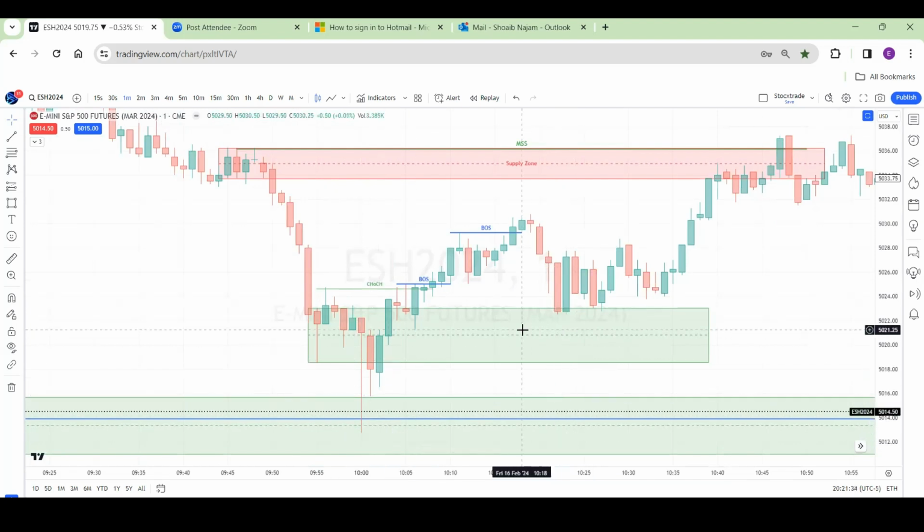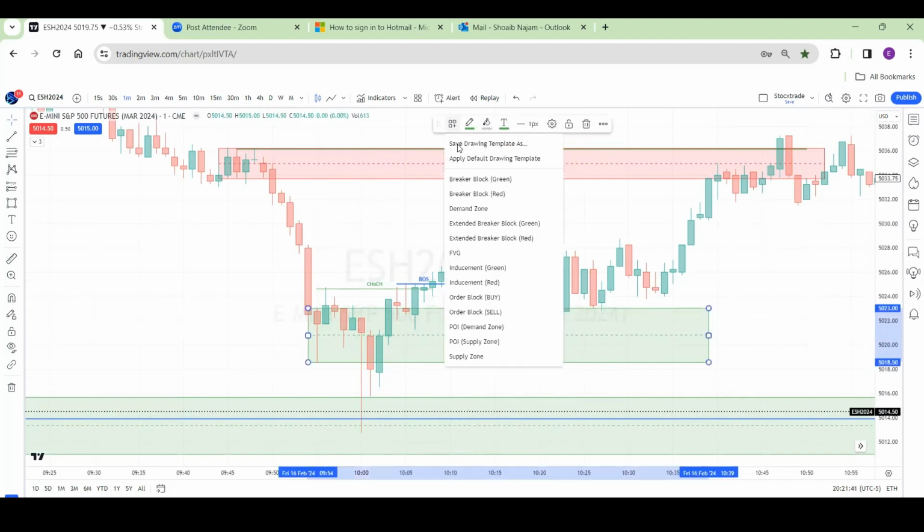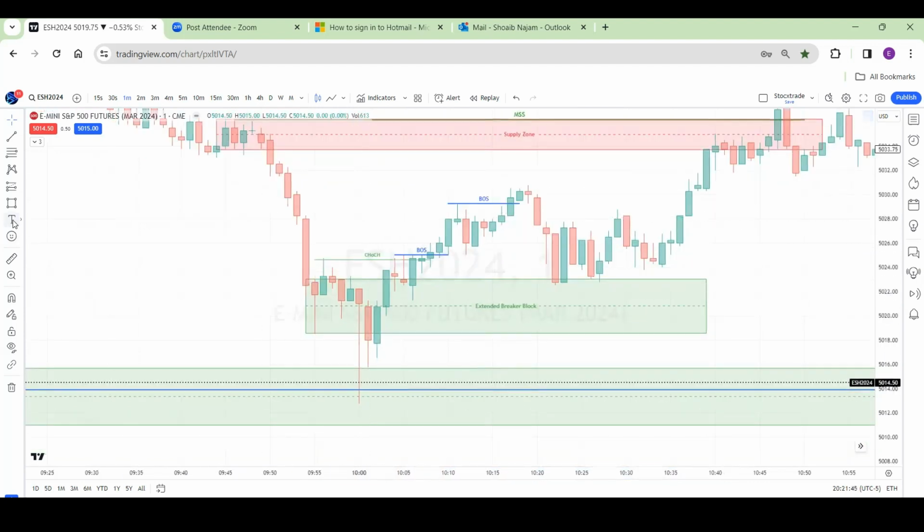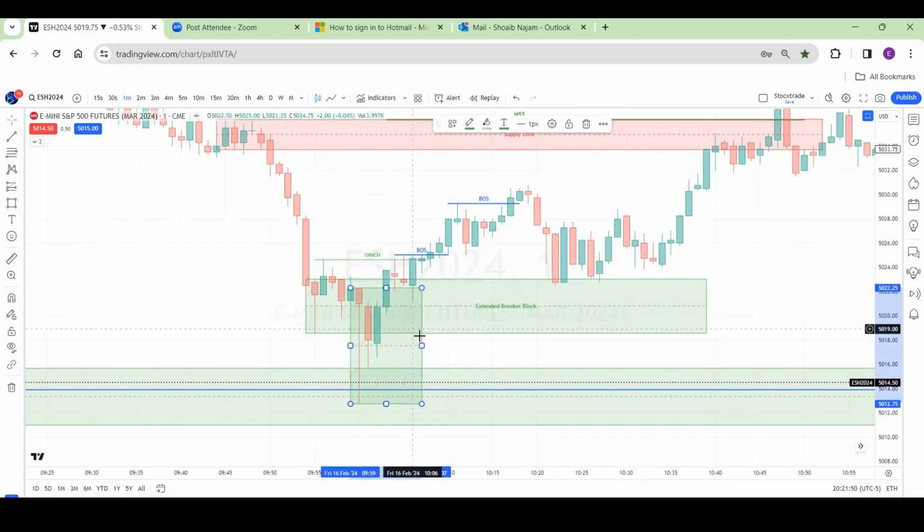I have a very quick question here. What is this green box? This one? Yeah. The extended breaker block, because where is your demand zone? This big rejected candle. This red candle is your demand zone.